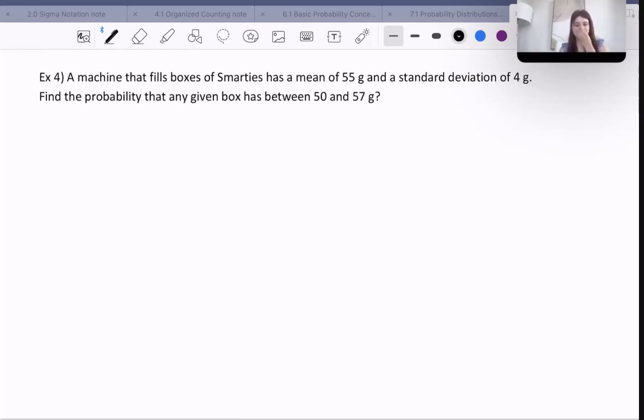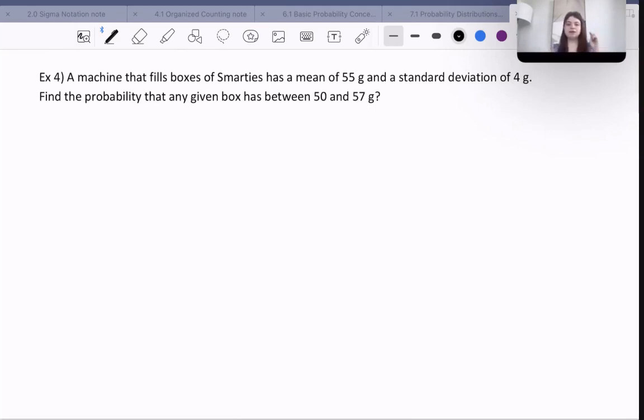Because to fill the boxes of Smarties, you've got to figure they don't actually have someone do it by hand, probably. They probably just have some machine that distributes them, right? And the machine is relatively accurate. Most of the time it's about 55 grams, but it could vary a little bit, right? Not every box of Smarties is going to have exactly the same content necessarily, even though ideally they would. They probably don't. So let's figure this one out.